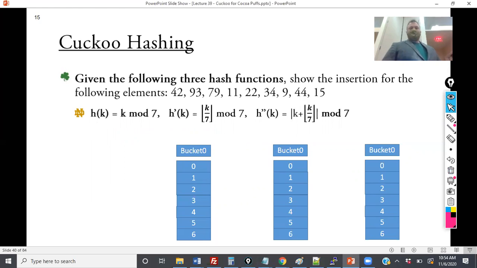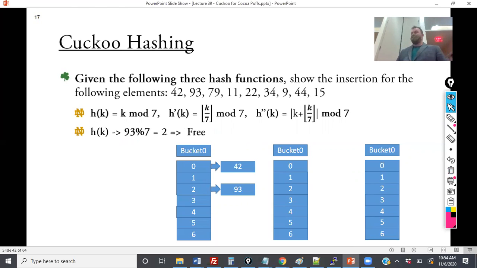So when we do 42, 42 mod 7 is 0. And then we're going to do 93, so 93 mod 7 is 2. And then we're going to do 79 mod 7, which is 2. So now we're going to have our first collision. So it's going to do what we would do in the Robin Hood hash, which is we would take out 93 and put 79 in that position. Does that make sense? So now what we're going to do is we're going to say, well, 93 divided by 7, and that value will be modded by 7 and will be placed into the second bucket.